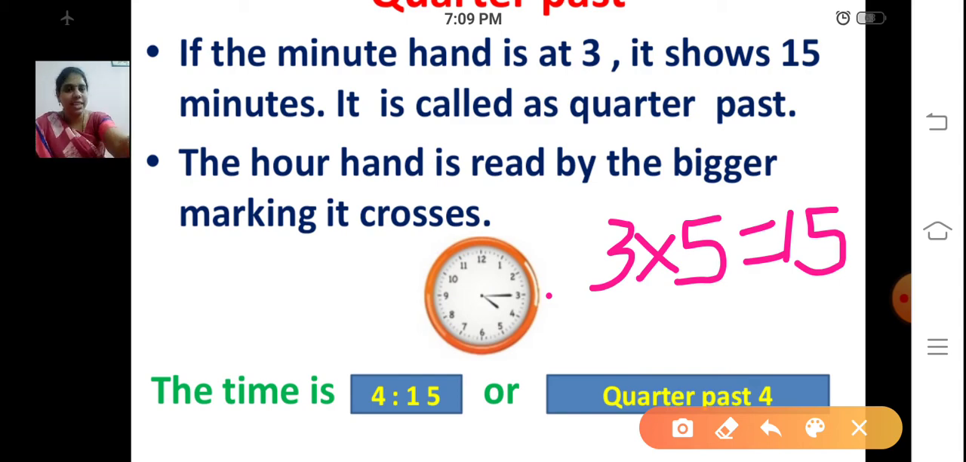So now what is the time? If 15 minutes is over from 4 o'clock, it has crossed 4:15. So 15 minutes has passed. That is past. Quarter past. Quarter means 15 minutes. So how to write this? Just see this clock and how to write the time for this.